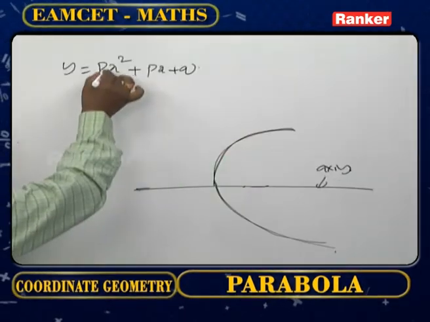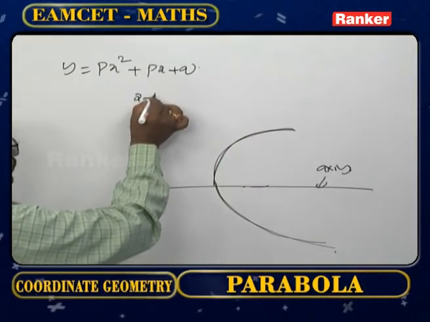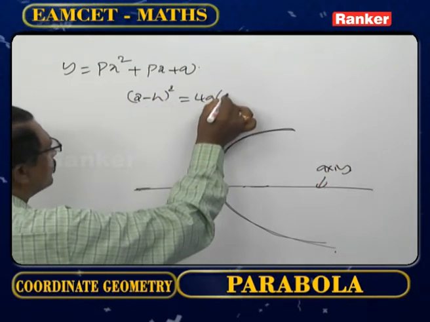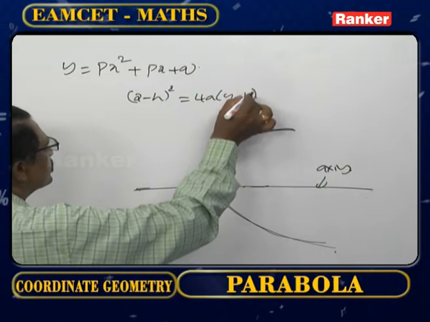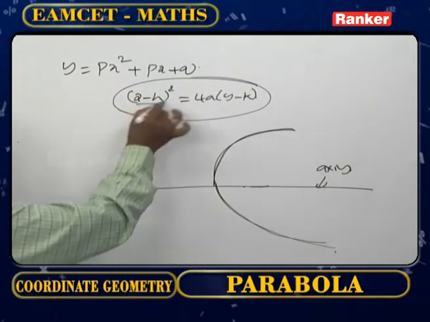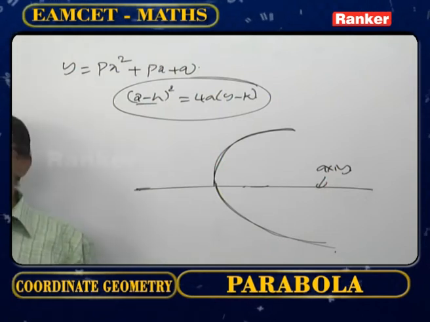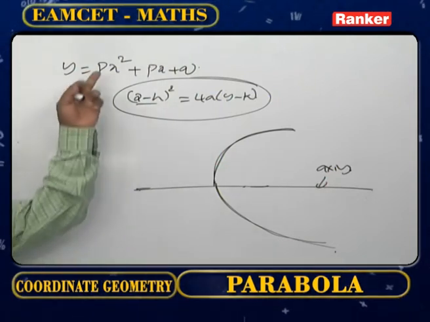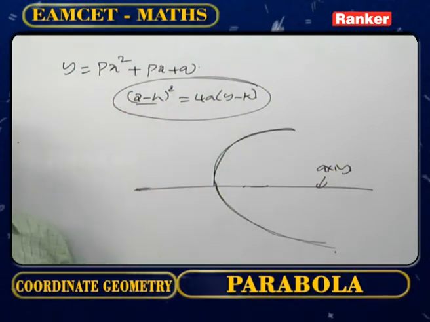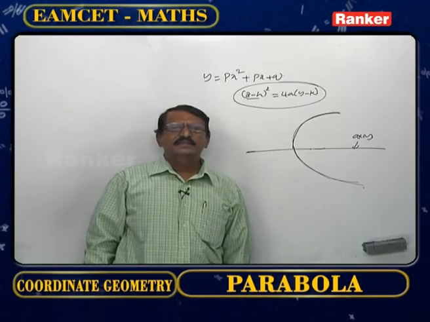Actually, the given equation can be converted into the form (x minus h) whole square equals 4a into (y minus k). Here x minus h equals 0 is the equation of the axis, but converting the equation into that form is a very lengthy process.